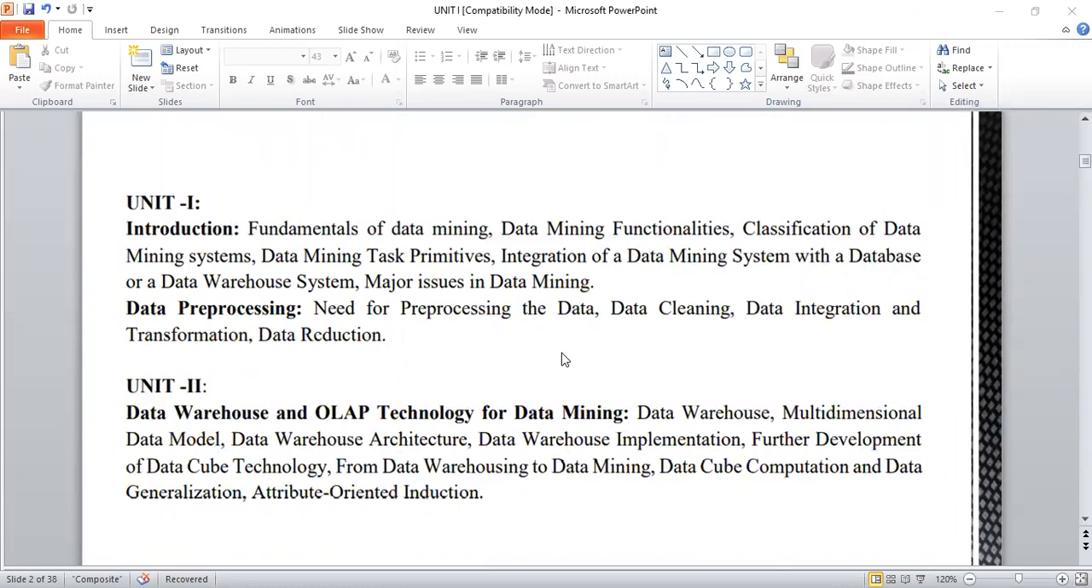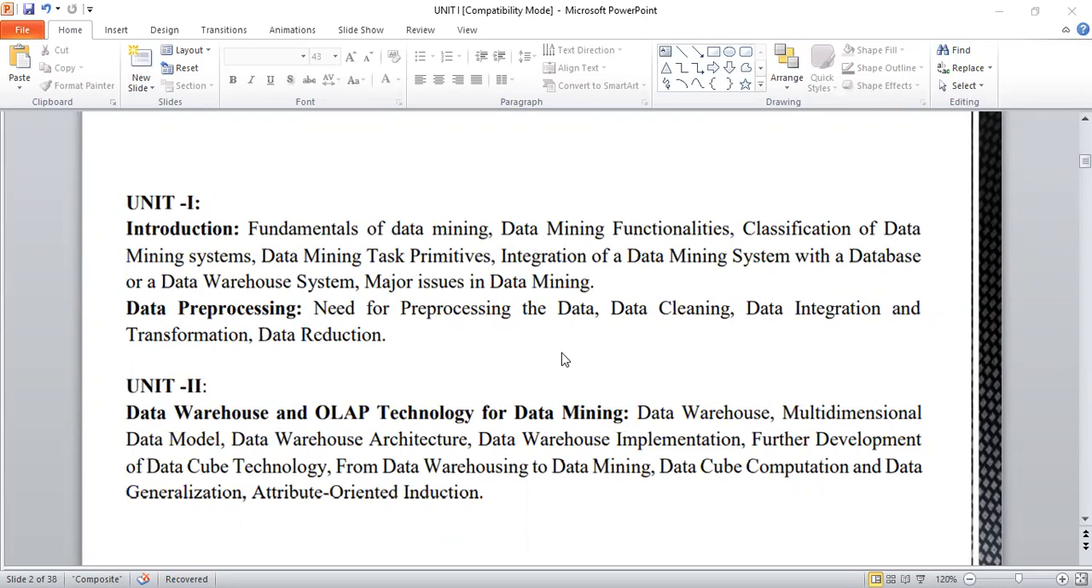Unit number one will be about your data mining, its functionalities, fundamentals, how do we classify data mining, different task primitives, how data mining system integrate with the data warehouse and database, major issues in data mining, need for pre-processing of data that comes under our data pre-processing, and cleaning, data integration, transformation, reduction. So unit number one is almost about your complete data mining.